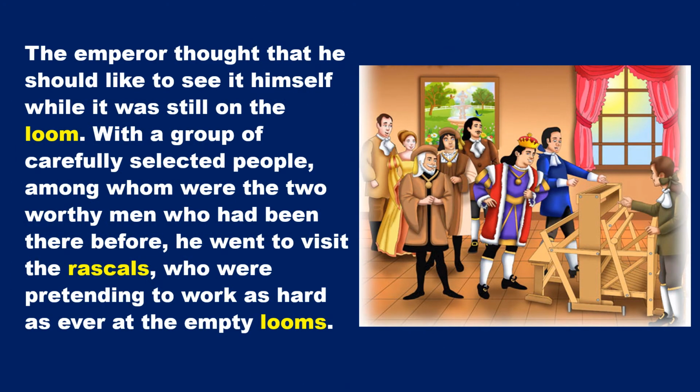The emperor thought that he should like to see it himself while it was still on the loom. With a group of carefully selected people, among whom were the two worthy men who had been there before, he went to visit the rascals, who were pretending to work as hard as ever at the empty looms.